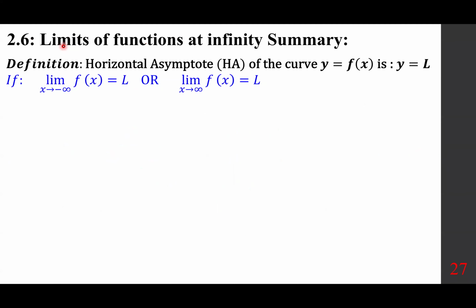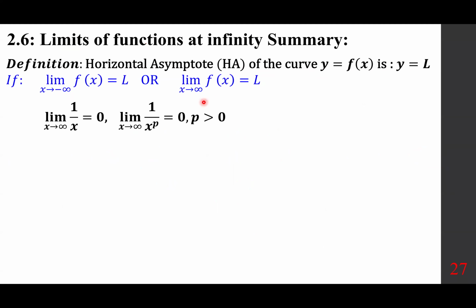Limits of functions at infinity. Here's the summary. We're going to define the horizontal asymptote, HA for short, of the curve y equals f of x as y equals L, as long as the limit of f of x as x approaches negative infinity is L, or the limit of f of x as x approaches infinity is L. So negative infinity or positive infinity.